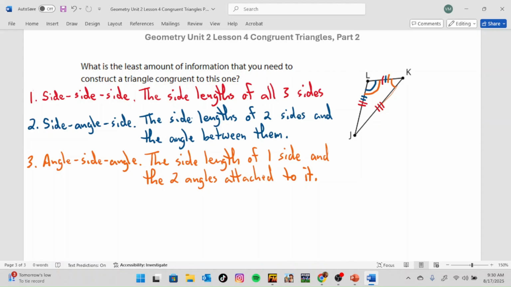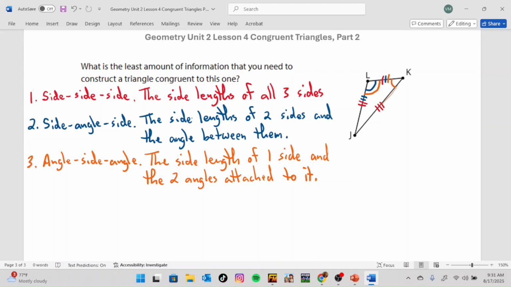So again, these are the three sets of information that we need in order to draw these congruent triangles. And we're going to see a lot more about these three sets of information. We need side, side, side, so the lengths of all three sides. We need side, angle, side, which is the side length of any two sides, and then specifically the angle that is between those two sides. Or we need two angles and the side between those two angles specifically, angle, side, angle.